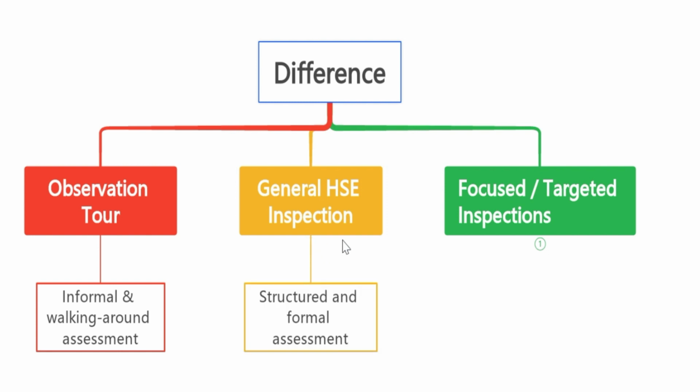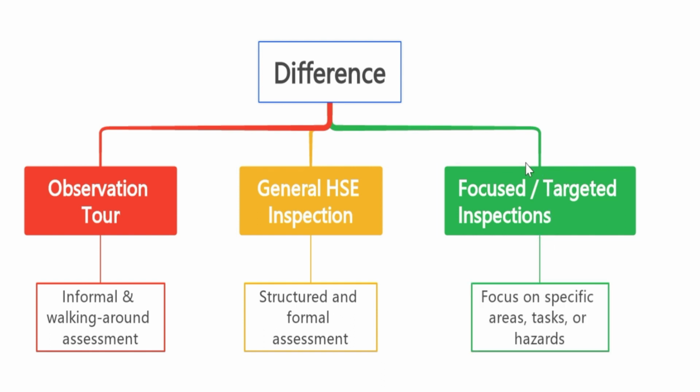And when we say general HSE inspection, it is basically a more structured and formal assessment than an observation tour. It is often conducted to check compliance against specific regulations or standards or project procedures. When we conduct a general HSE inspection, we normally have a checklist of what we are going to look for, like safety equipment, emergency procedures, and potential hazards, etc. It is a thorough examination to ensure everything is in place and order.